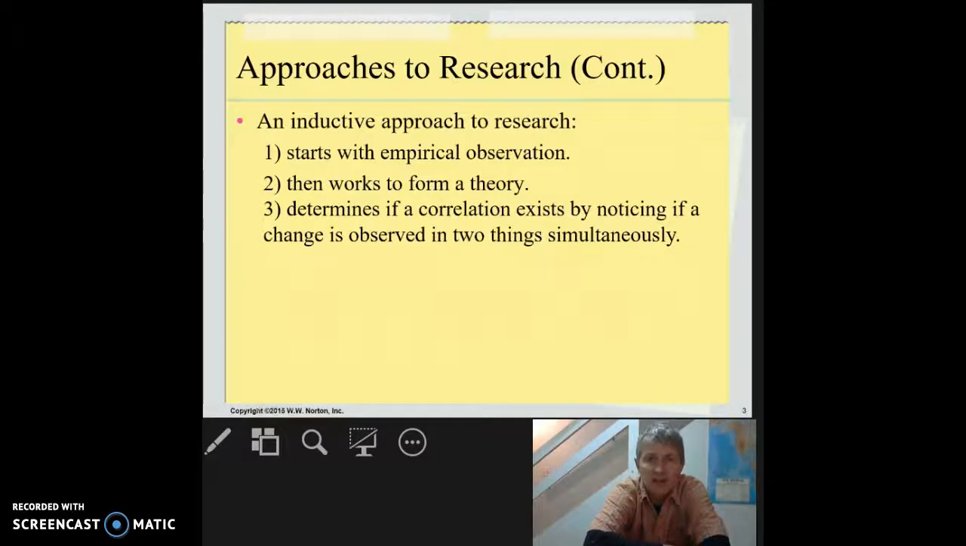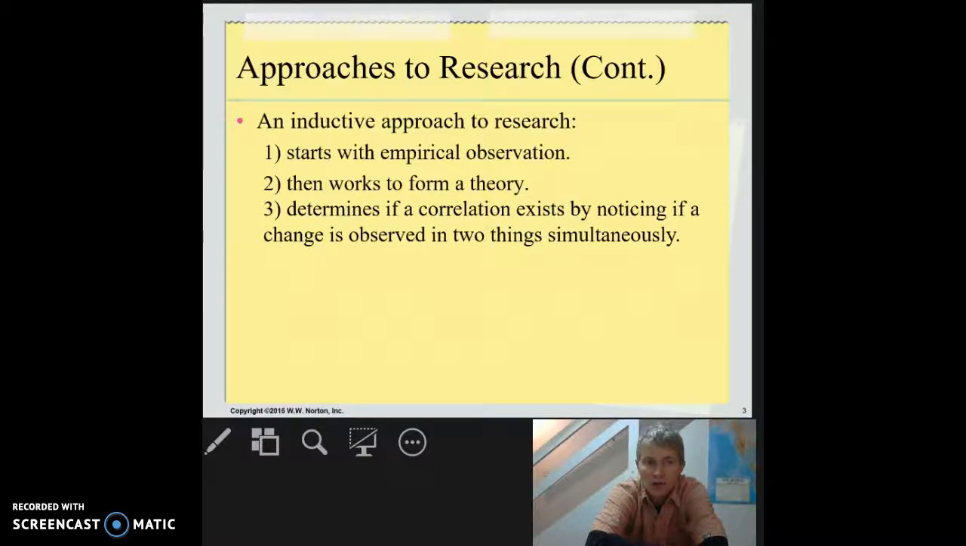The inductive approach is a bit different. The inductive approach to research starts with empirical observation. So now you're starting with what you're seeing in the real world. That's going to work back towards your creation of the theory. So you're going to observe what's going on out there. And then after you observe it, you're going to be like, oh, I think I know what's happening. And then you're going to hypothesize or come up with a theory that explains the phenomenon that you're examining.